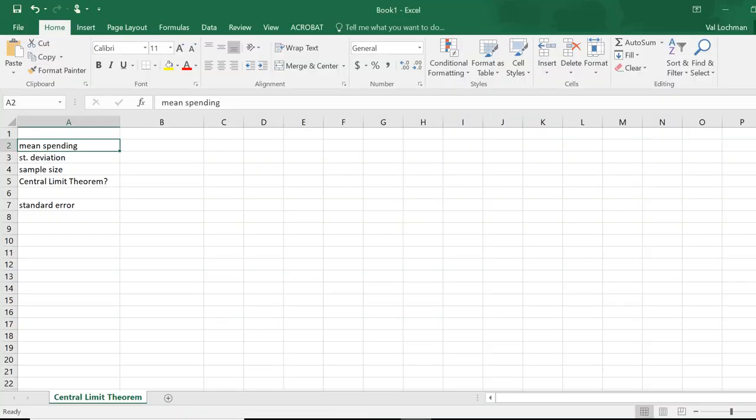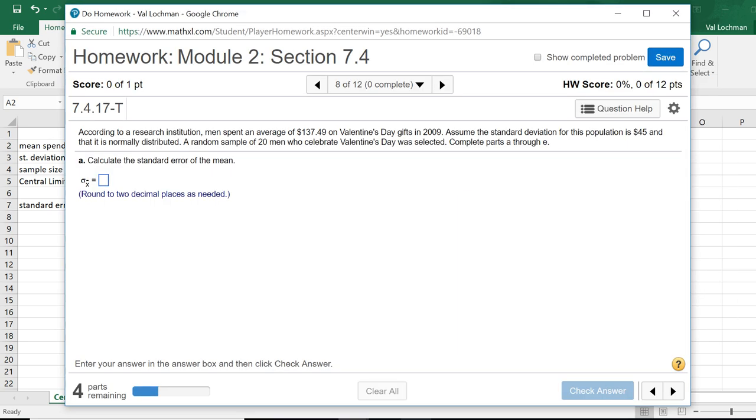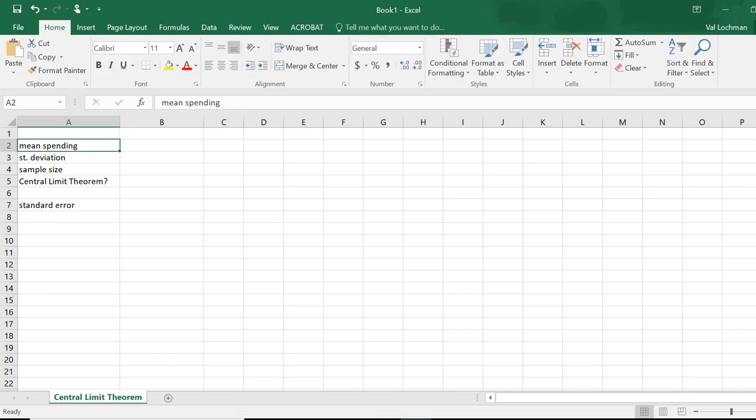I have an Excel file already set up. I have mean spending, standard deviation, and so forth already prepared. So let's see what the first problem is asking. This one says calculate the standard error of the mean. So this is the standard deviation of the distribution of the sampling mean. Okay, well, can we apply the central limit theorem? The answer is yes, and we can do that because the population is normally distributed. So let's answer this question: yes, we can apply it because the population is normal.